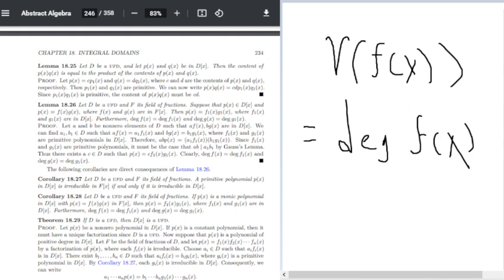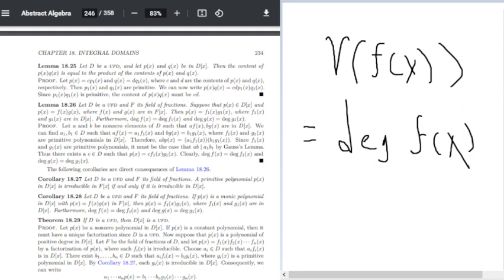Alright, Lemma 18.25. Let D be a UFD, and let p of x and q of x be in D[x]. Then the content of p of x q of x is equal to the product of the contents of p of x and q of x. Proof. Let p of x be equal to c p_1 of x, and q of x be equal to d q_1 of x, where c and d are the contents of p of x and q of x respectively. Then p_1 of x and q_1 of x are primitive. We can now write p of x q of x is equal to cd p_1 of x q_1 of x, and since p_1 of x q_1 of x is primitive, the content of p of x q of x must be cd.